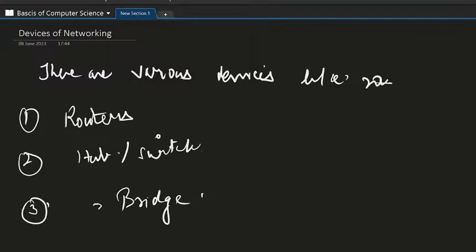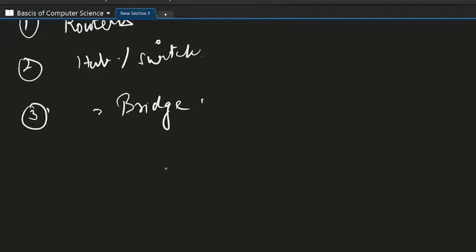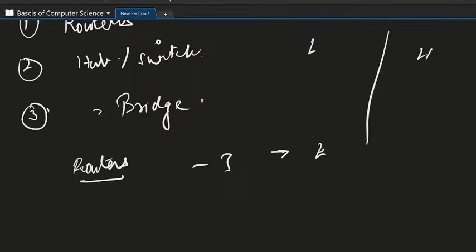So let us discuss each one by one. First of all, routers. First of all, we will discuss why we need these devices. In the first video we discussed different types of networking, like LAN, MAN and WAN, right? So in these three types, what devices do we require so that we can connect them together? These devices help connect this networking together.